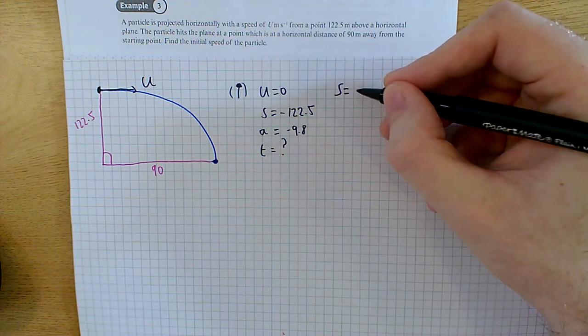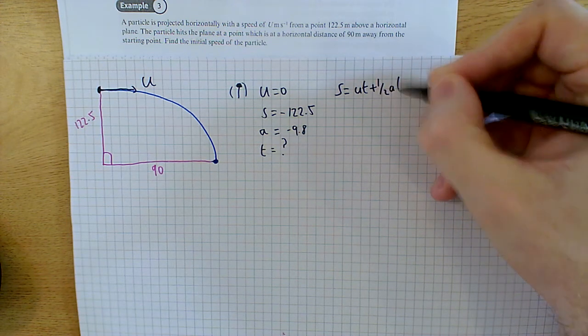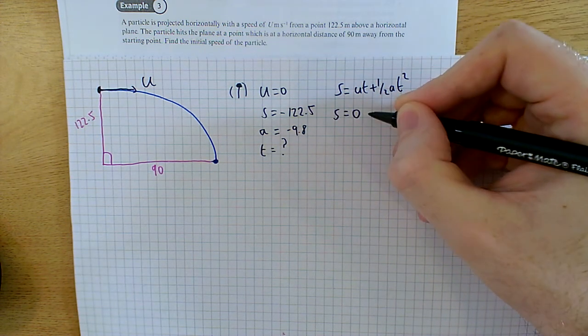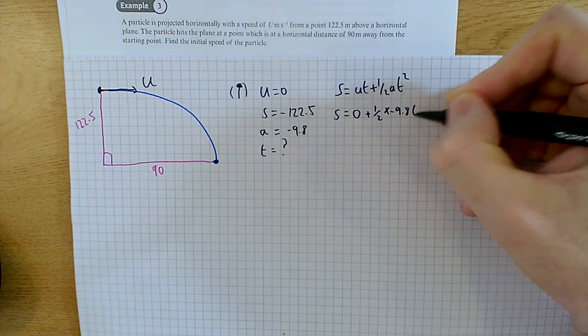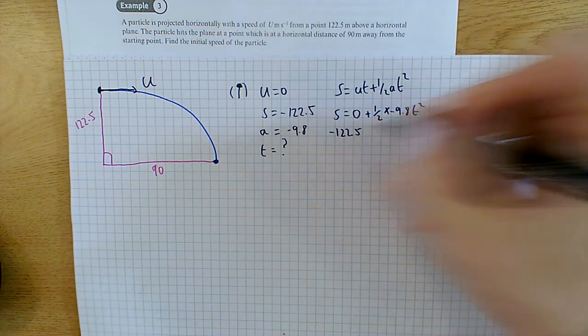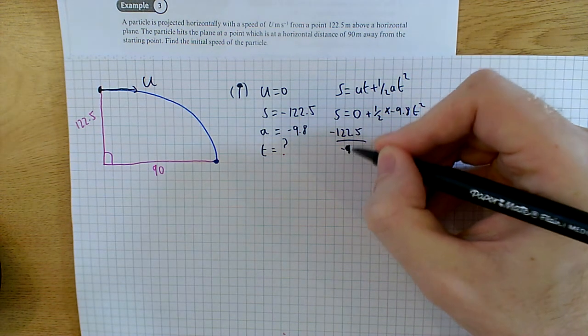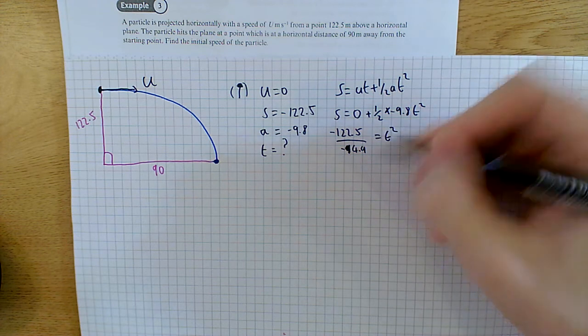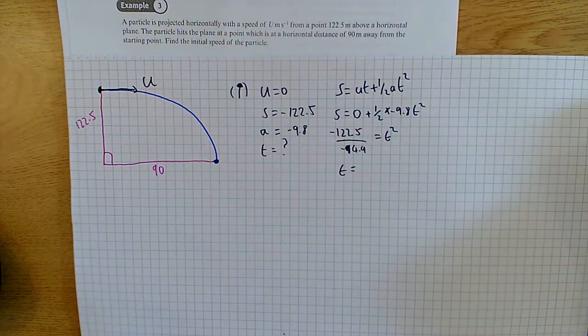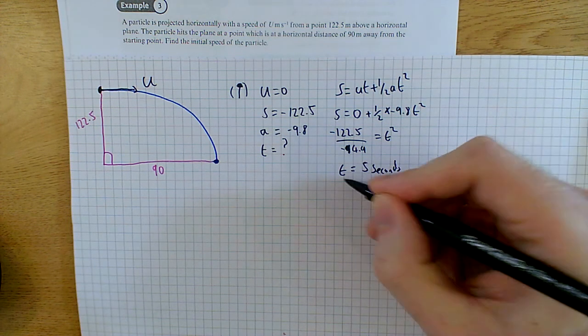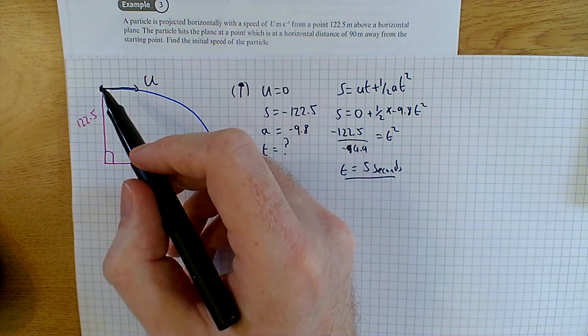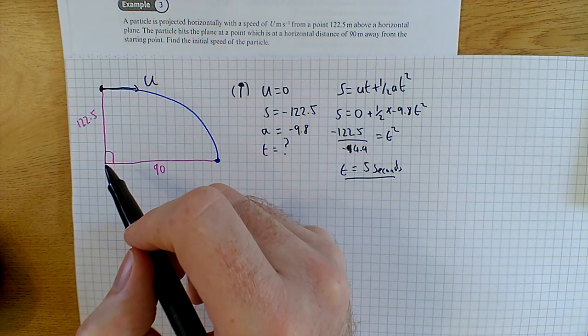So we've got s equals ut plus a half at squared. s equals 0 plus 1/2 times minus 9.8 t squared, and s is minus 122.5. So it's minus 122.5 divided by minus 4.9 equals t squared. Obviously the minuses are going to cancel, and we get 122.5 divided by 4.9, and then we square root that answer. So let's have a look at what we get. We get 5. Very nice. So it's 5 seconds that it's taken for the particle to get from here to a time when it's 122.5 below.